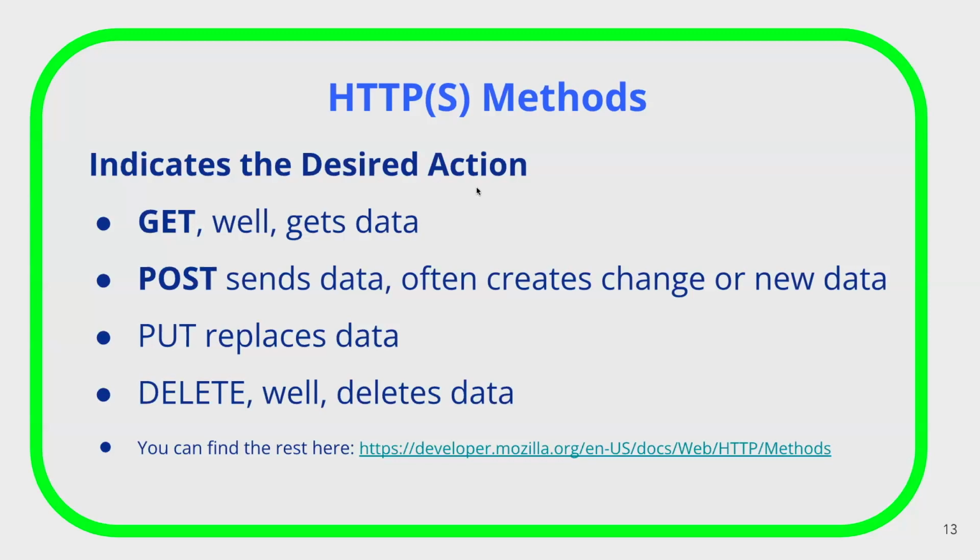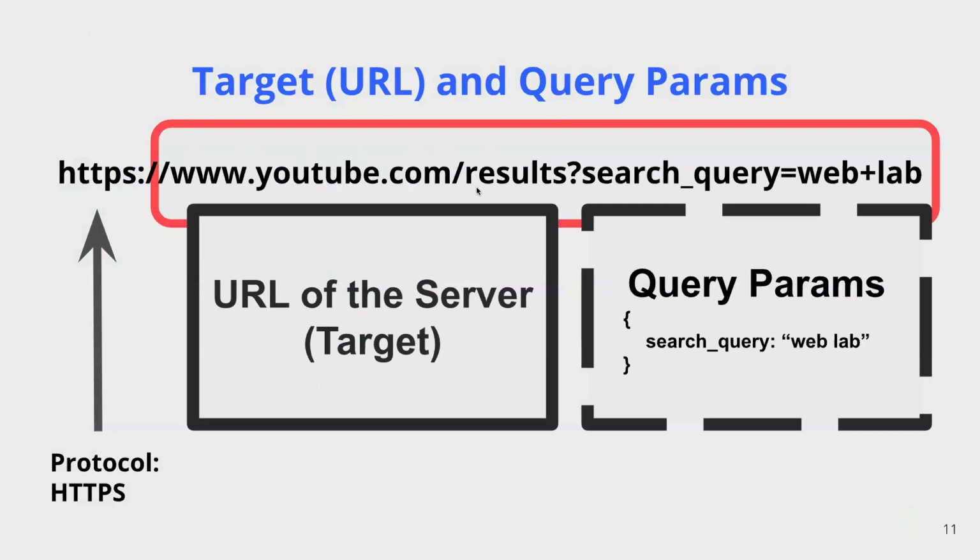So the get method does exactly what it sounds like. It gets data. So in this previous example with this target URL, this is likely going to be associated with a GET request, where a client makes a request to a server to get data. So in this URL here, the client, our browser, is requesting the server YouTube to get all videos that have WebLab in them. And then the YouTube server will then send back to us these videos with WebLab in them, formatted nicely onto a web page.